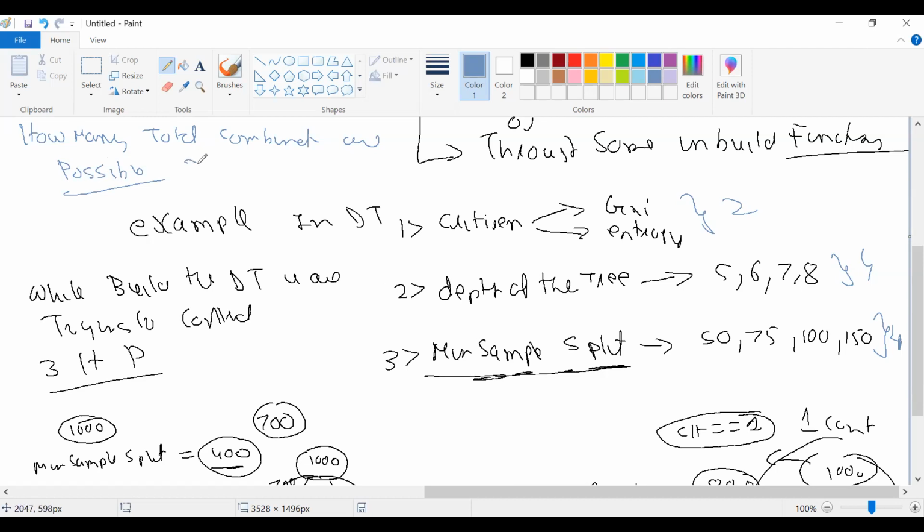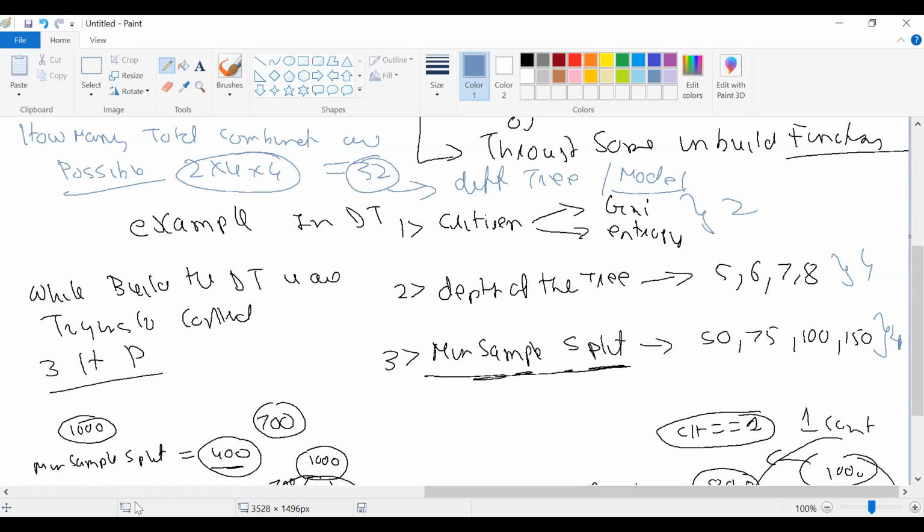32. Answer is very simple. 2 into 4 into 4. So 32 combinations of hyperparameters, or you can say 32 different trees, or you can say 32 different models. हर एक tree तो एक model ही है ना. And out of these 32 different trees, one or 2 of the trees may be the best fit. और हमें पता लगाना है कौन सा बेस्ट है. So how would you do?